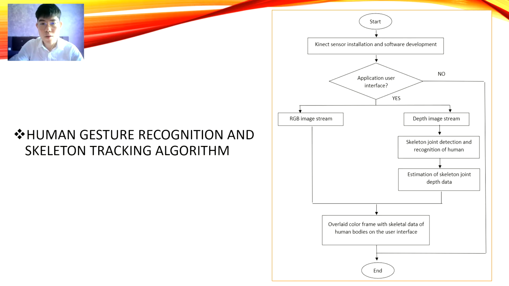As we can see from the flowchart, the tracking algorithm starts from the Kinect sensor installation and software development. Once the user interface appears on the screen, the RGB and depth image streams will be generated at the same time. Then the human skeleton joint will be detected from the depth image stream and the depth data of the skeleton joint will be estimated. After that, both depth and RGB color image streams work together to create the overlaid color frame with skeletal data of the human bodies on the screen of the user interface.